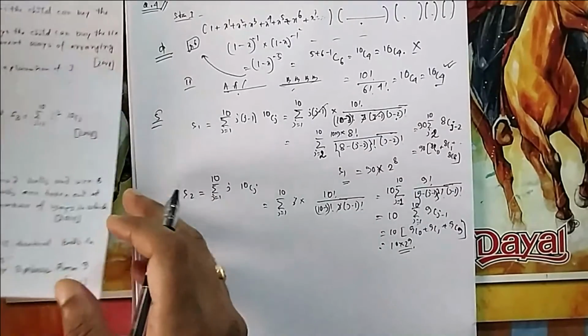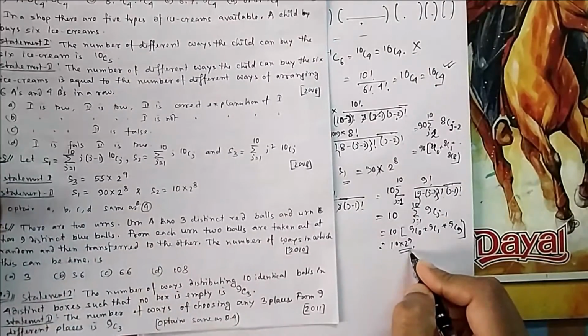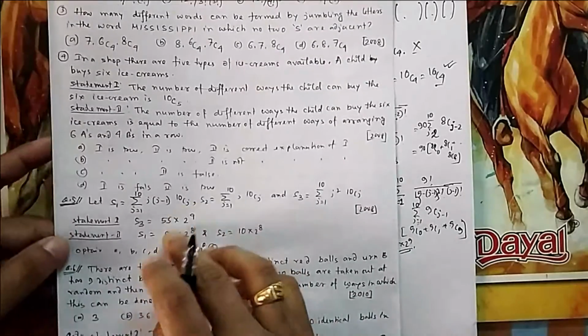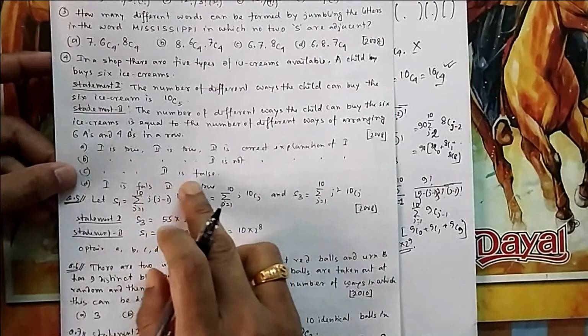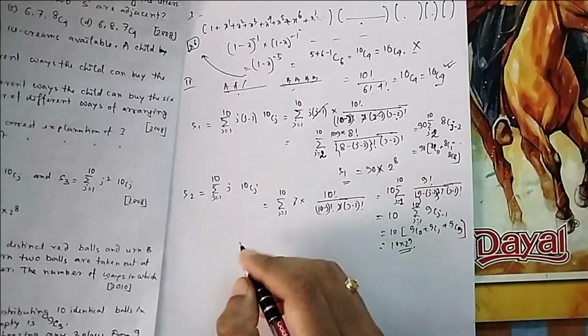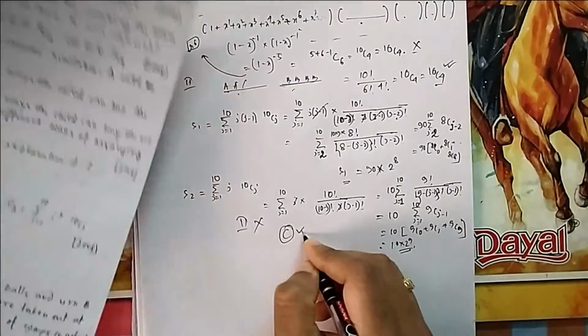That means statement 2 is wrong. It is given 10 into 2 to the power 8, but it is coming 10 into 2 to the power 9. So obviously it will be, because all the options are the same. These standard 4 options are the same. So it will be the same, because statement 2 is wrong. So it will obviously be option C.